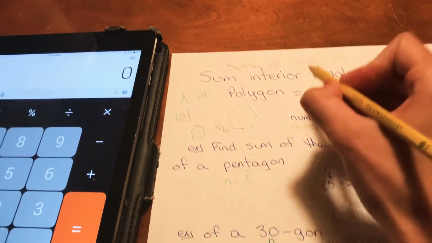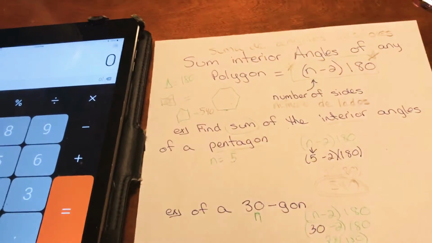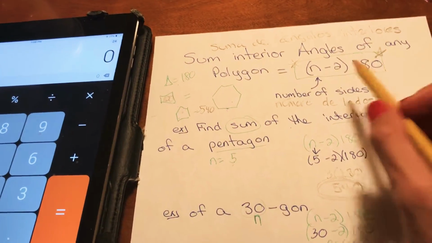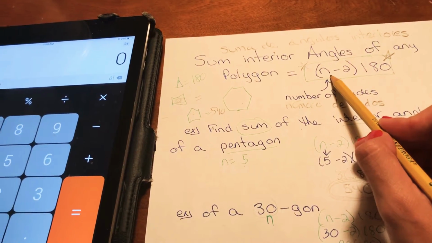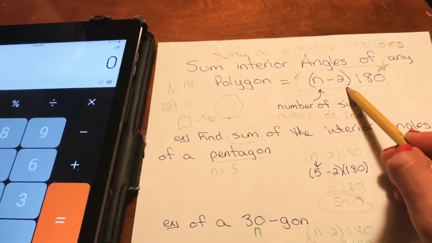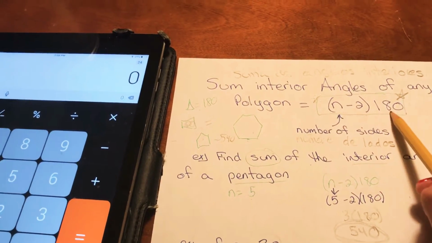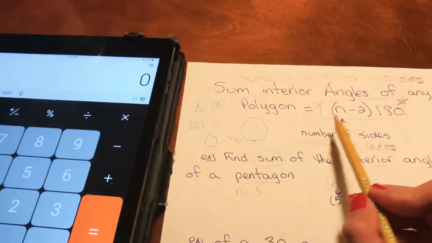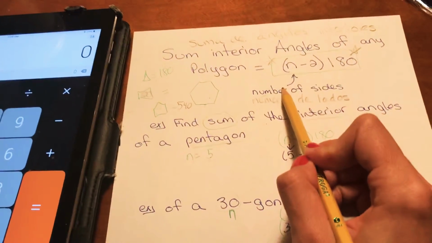This is your formula to figure out the sum of the interior angles of any polygon. N is the number of sides, so we subtract 2 from that. That tells us how many triangles are in the shape, and then we know each triangle is 180, so that'll give us the total. N is the number of sides in the shape.